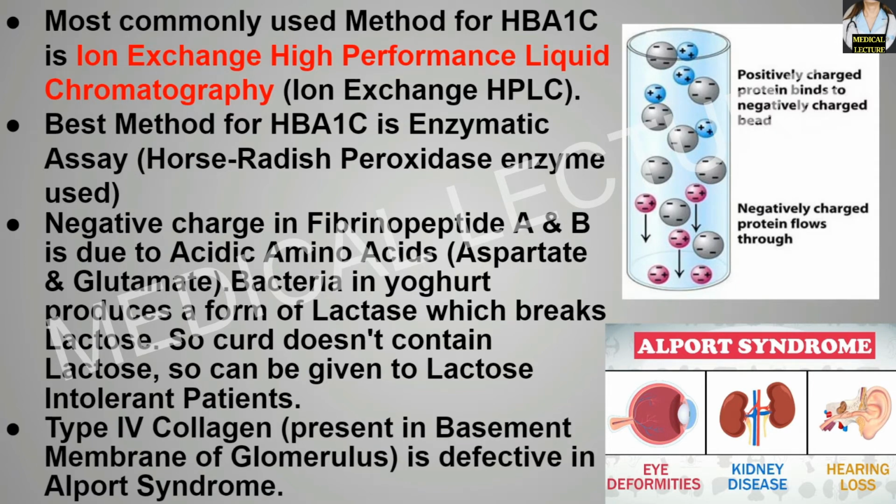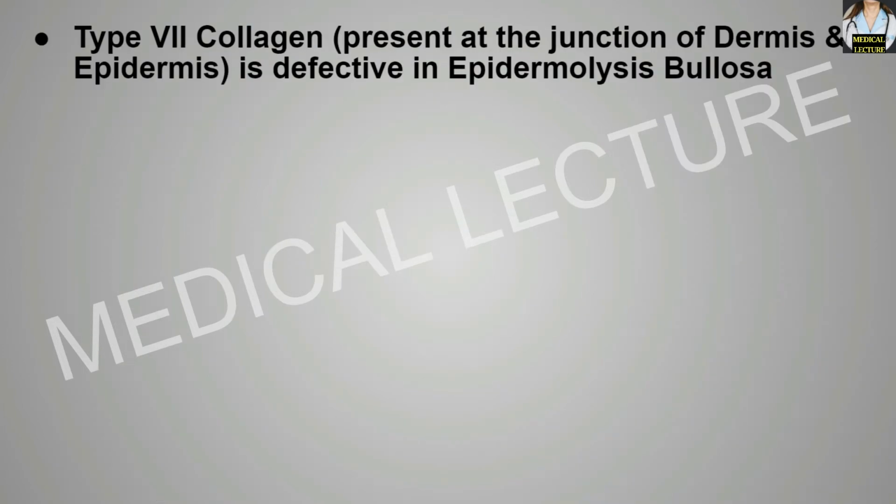Type 4 collagen, which is present in the basement membrane of the glomerulus, is defective in the Alport syndrome. Type 7 collagen, which is present at the junction of the dermis and epidermis, is defective in the Epidermolysis Bullosa.